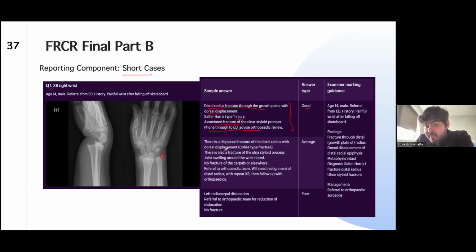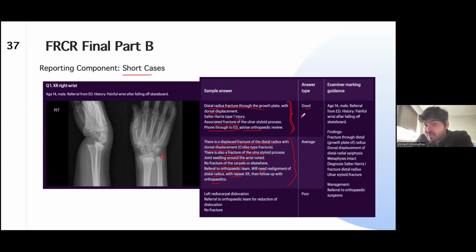What is surprising is, if you see the second response, it says there is a displaced fracture of the distal radius with dorsal displacement, which is a Colles type fracture. There is also a fracture of the ulnar styloid process. Joint swelling around the wrist is noted. No fracture of the carpals or elsewhere. Referral to the orthopedic team, will need realignment of the distal radius with repeat X-ray and follow up with orthopedics. So this is quite elaborate and gives a lot more information than the first one. But whatever is necessary is being conveyed in the first one.